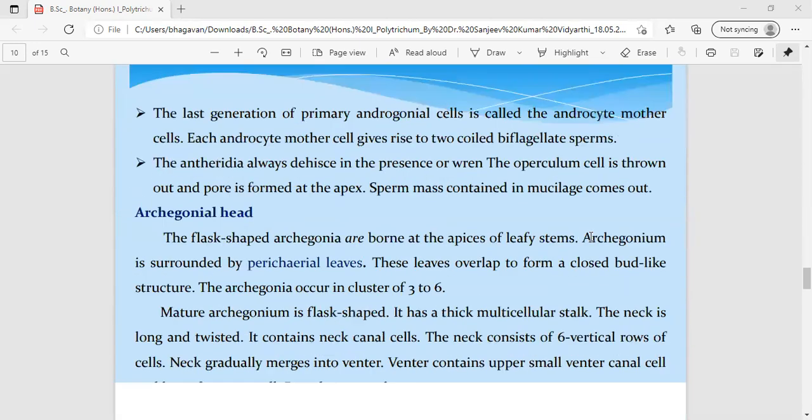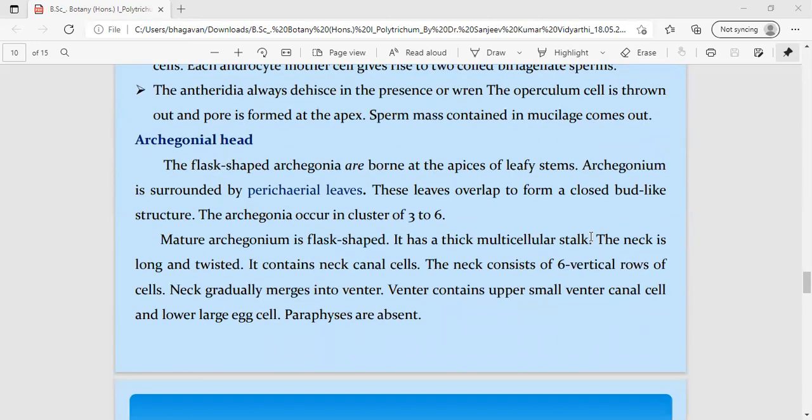Next comes the archegonial head. Just like the antheridial head, the archegonia at the time of reproduction are developed on the tip of the central main axis, which is also surrounded by spirally arranged leaves. Here these leaves are called perichaetial leaves.